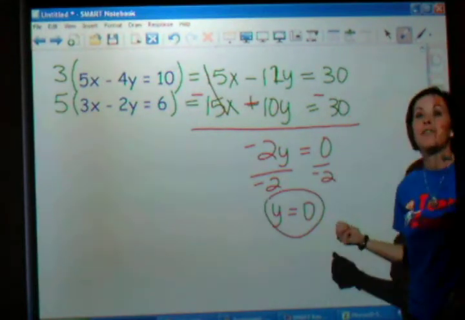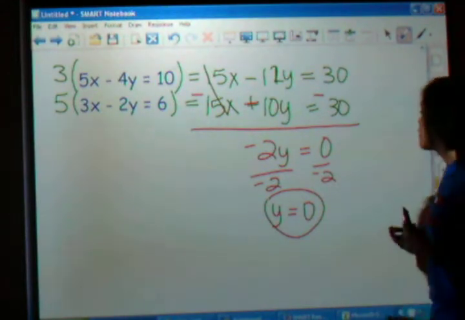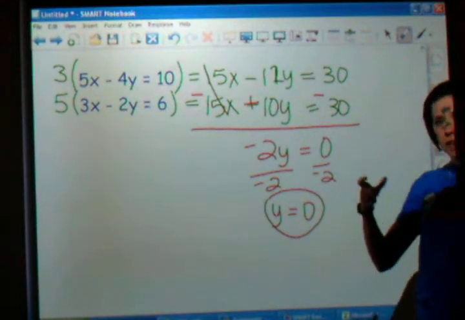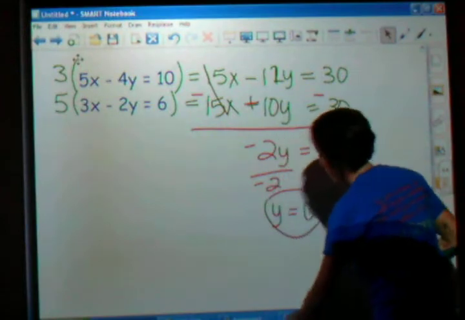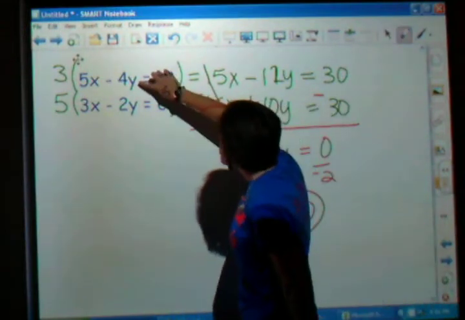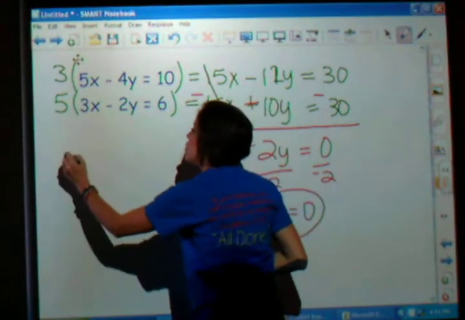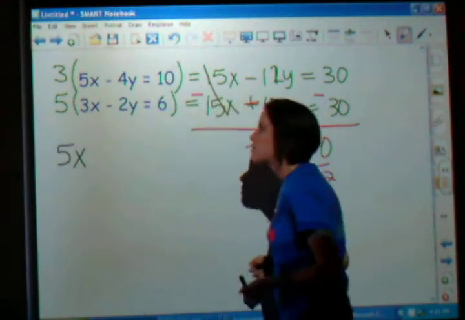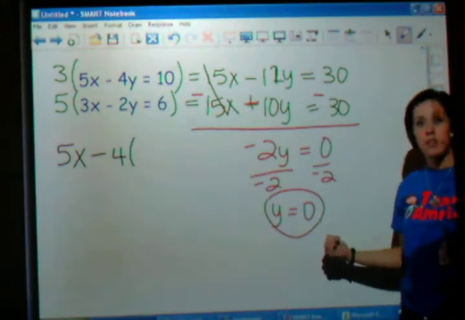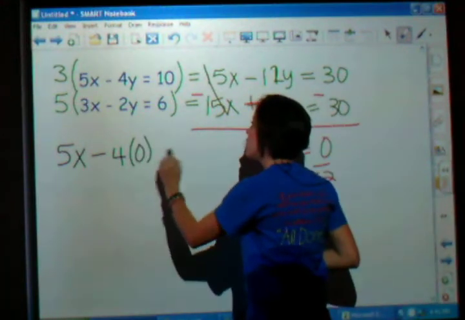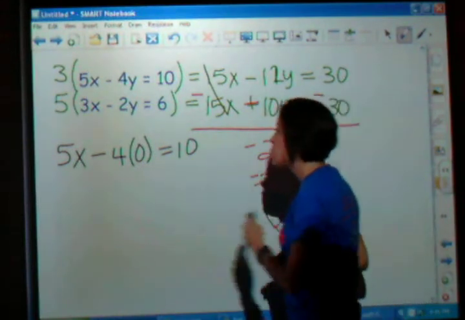This is only half of your answer. Remember, when we solve linear systems of equations, that the answer set is a coordinate pair. So I'm going to take this y value, 0, and plug it in for y, substitute it in here, and solve for x to find my other variable. So I'll use the first one, 5x minus 4, and I'm replacing y with 0, equals 10.